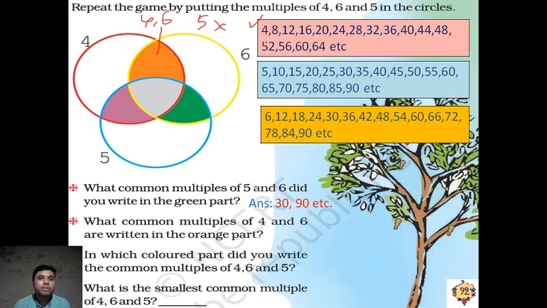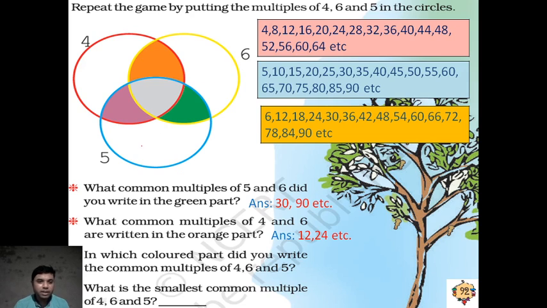These are multiples of 4, and these are the multiples of 6. Just check, look here, 12, here 12, here 24, here also 24. Is it clear? But see here, is there any 12 and 24? No, that means 12 and 24 are not multiples of 5. So you can write 12 and 24 inside the orange part. Is it clear, my dear students?